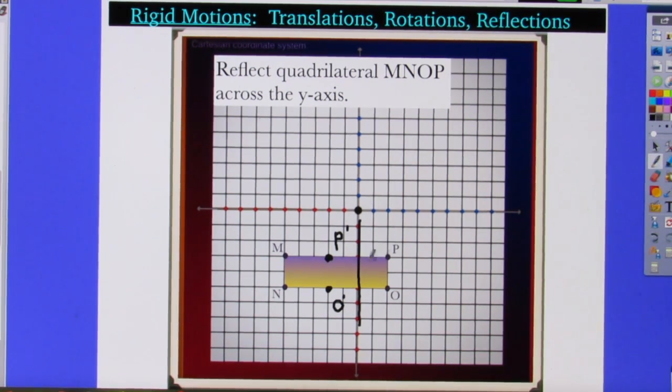And then M is 1, 2, 3, 4, 5 to the left in the original shape, so it will be at 1, 2, 3, 4, 5 to the right on the new shape. And same thing for N, 5 to the right. So when it's lying right on the axis, it will still be right on the axis. But technically that has been reflected across the y-axis.